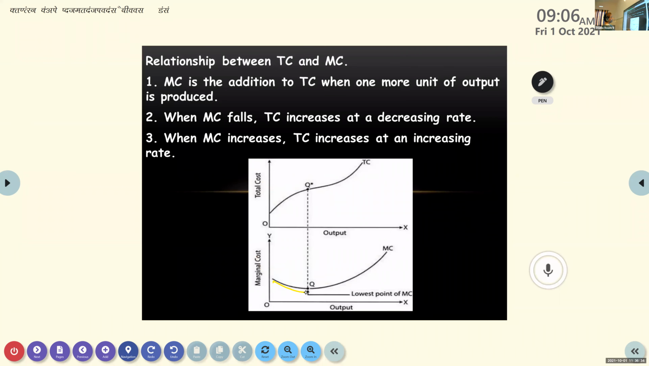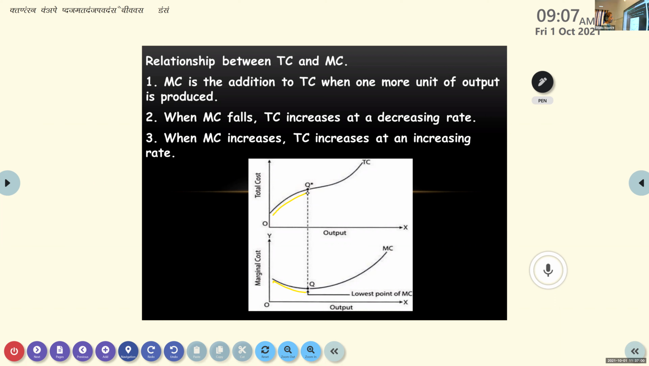It is increasing, but the speciality is that it is increasing at a decreasing rate. It's not increasing at a faster rate. It is increasing, but at a decreasing rate. Till what level can you see, what relation can you see between MC and TC?